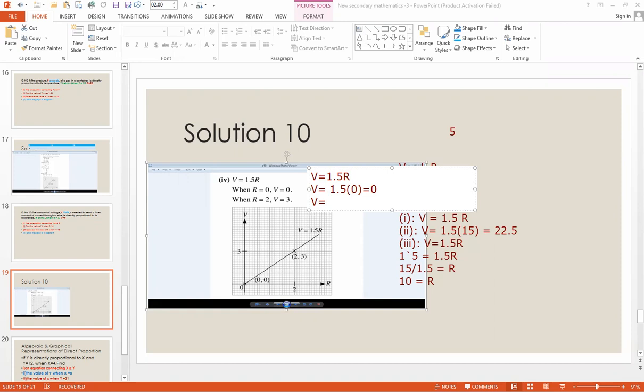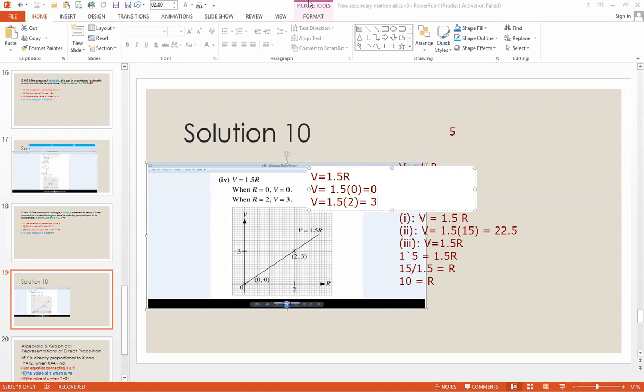I can take any value, but here I want a whole number. So I write 2 here, but I can even take 1 also. I will tell you the reason why I take 2. When I multiply, I will get 3. Is it clear? When R is equal to 0, V is also equal to 0. When R is equal to 2, V is equal to 3.